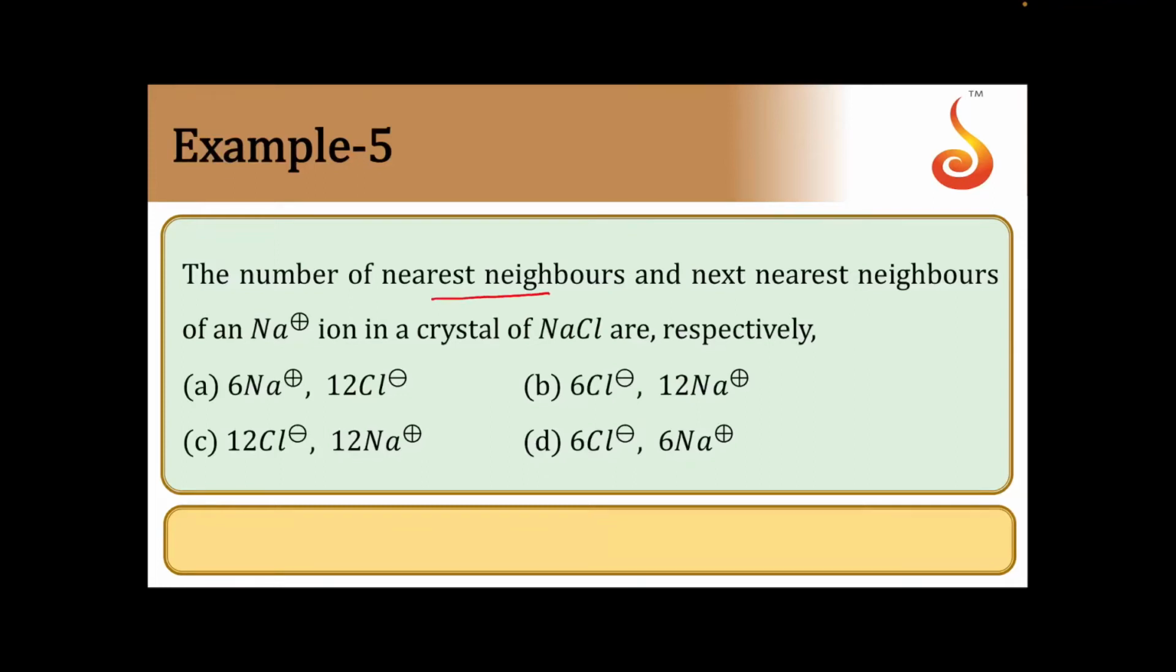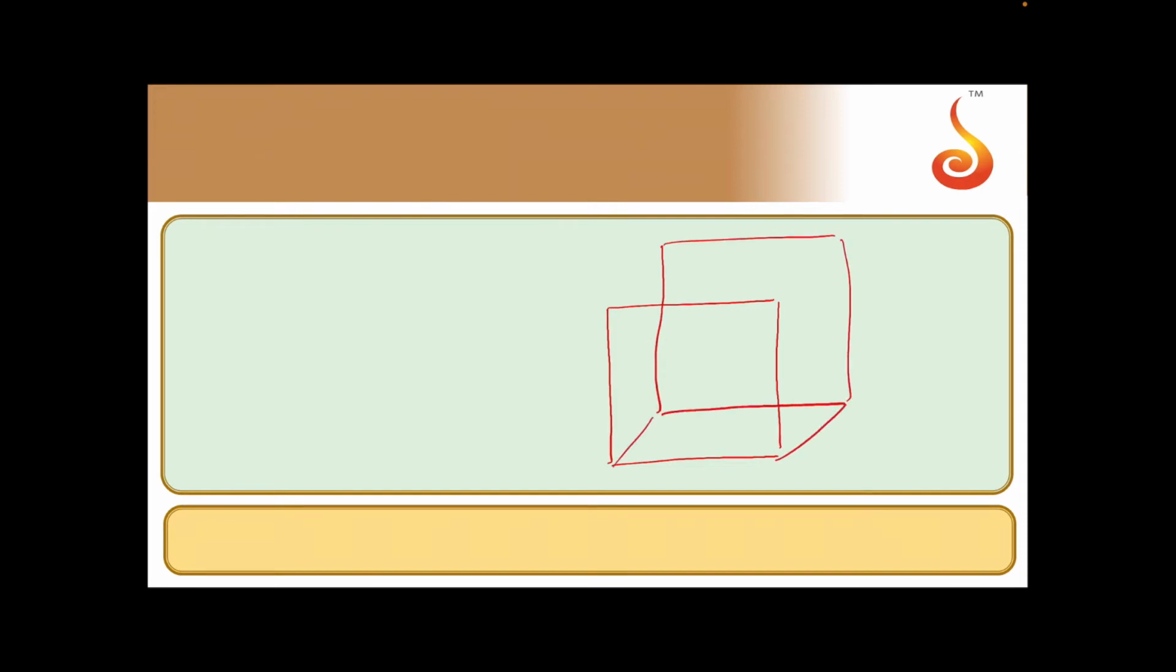The number of nearest neighbors and next to nearest neighbors of Na plus ion in a crystal of NaCl, respectively. Number of nearest neighbors and next to nearest neighbors of Na plus in a crystal of NaCl. Now when you see the crystal of NaCl, the rough diagram I am drawing here to understand, basically the structure will be cubic form.